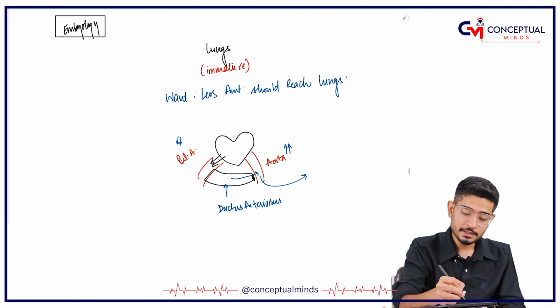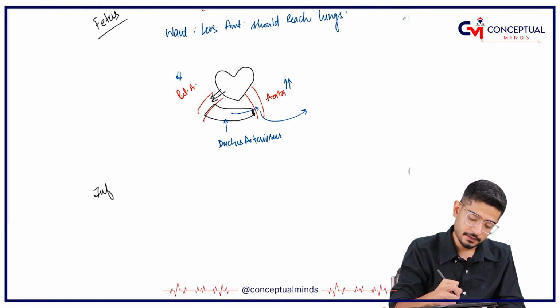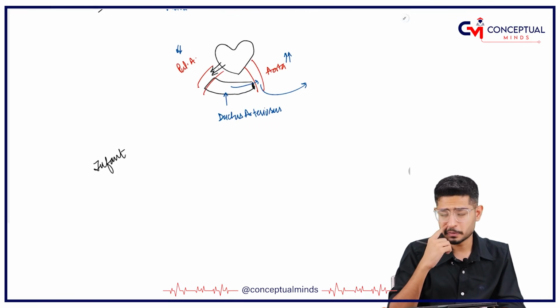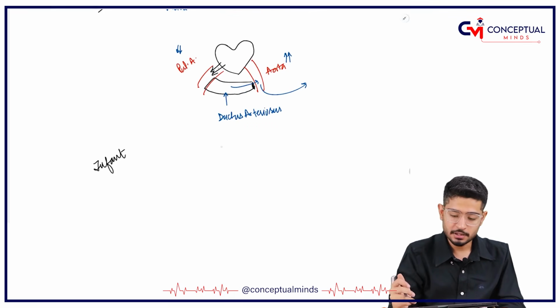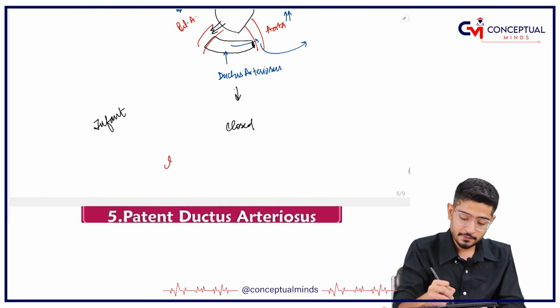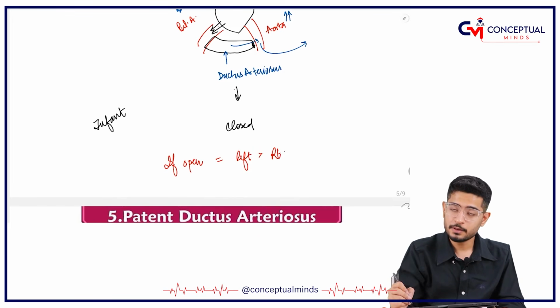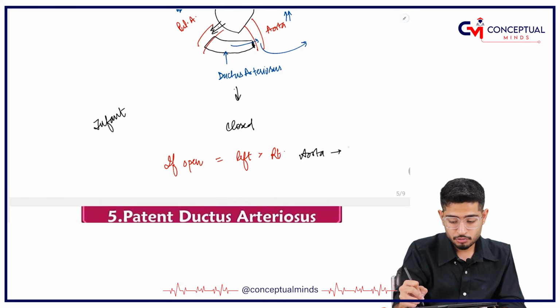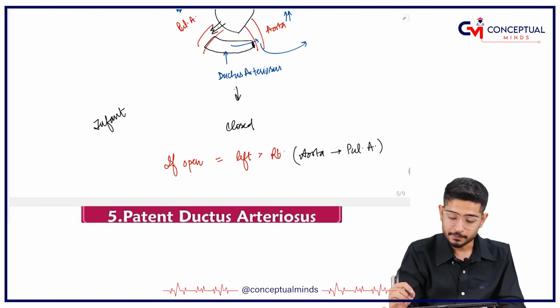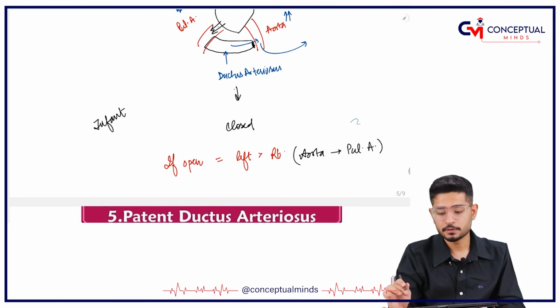But once the fetus is born, what happens in the infant? The ductus arteriosus is going to get closed so that a good amount of blood reaches the pulmonary artery. But if it is open, what is going to happen? Of course, the left side is stronger than the right side. That's why a lot of blood is going to go from the aorta to your pulmonary artery. Please remember, the blood goes from the aorta to the pulmonary artery.